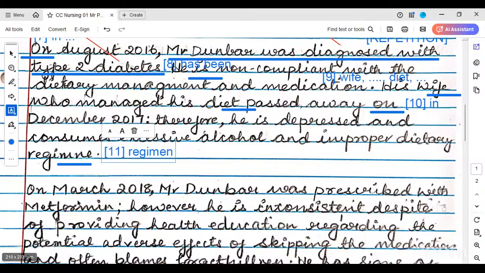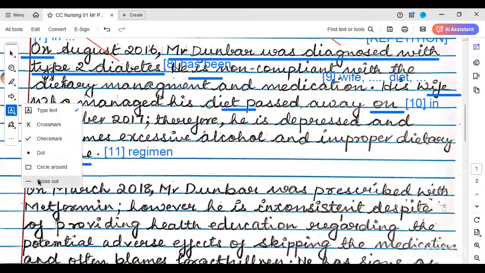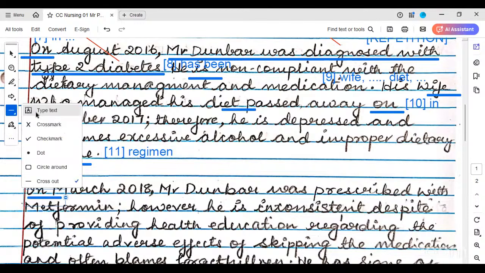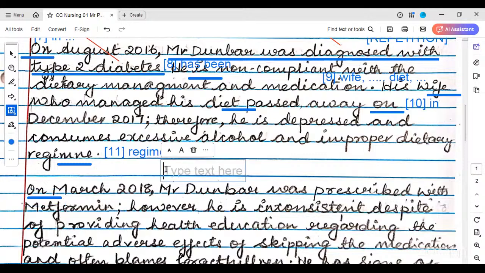So, next one, on March 2018. What is this, on March? It's in March, not on March. So that is point number 12. It should be in, with a capital letter I. So in March, okay, not on, it's in March 2018.